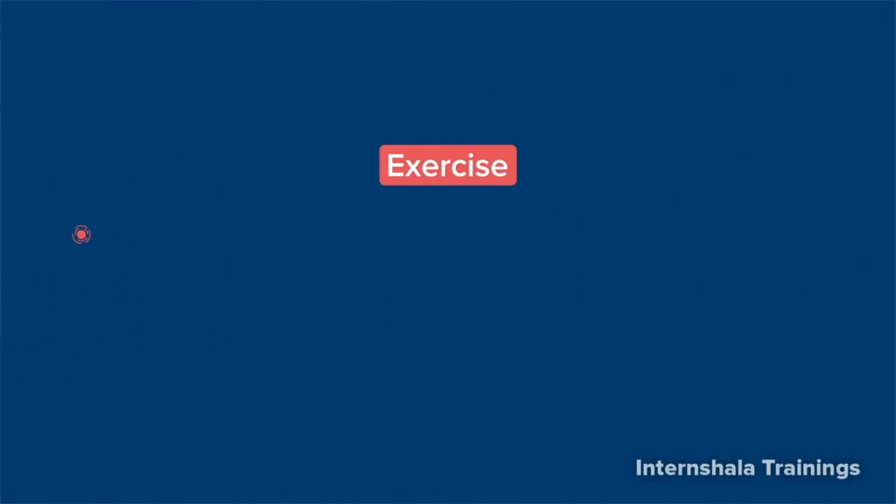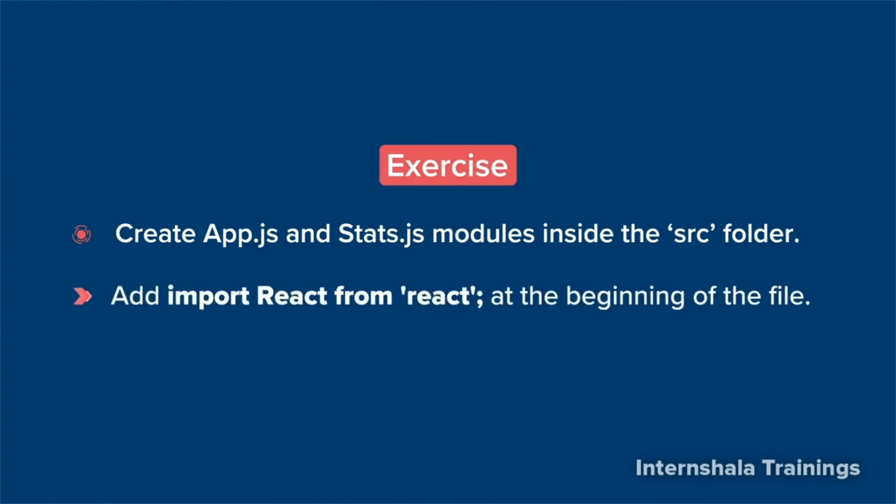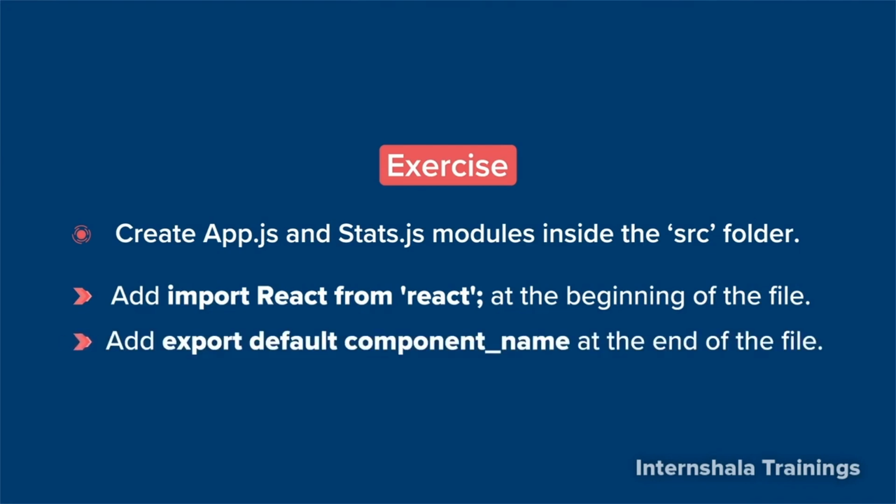So, I've shown you how to create a Box module. Similarly, you can create App and Stats modules. Make sure you create the files inside the src folder and move the corresponding functions inside these files. Also, don't forget to add the statements import React from React and export default component_name at the start and end of each module respectively.